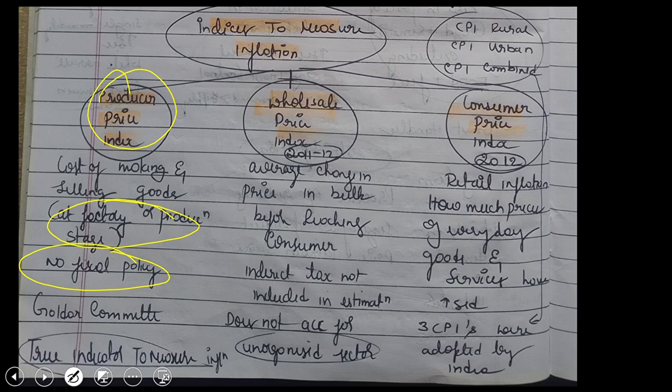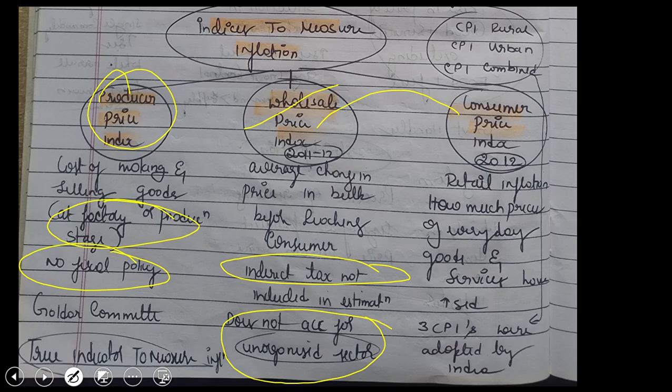Then we have another one, the wholesale price index. This is the average change in price in bulk before reaching the consumer. Here it is modified at the wholesale stage, right? Through the wholesale stage it goes to the consumer. This is the wholesale price index, the average change in price in bulk before reaching the consumer. Here indirect tax is not included, and it also does not account for the unorganized sector.